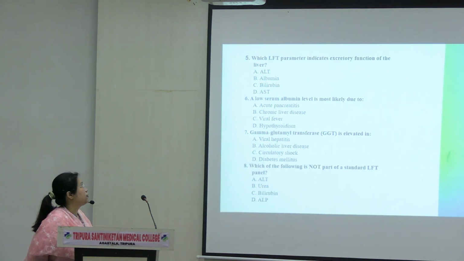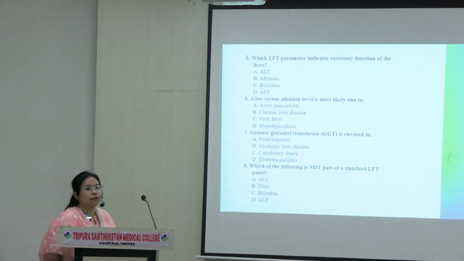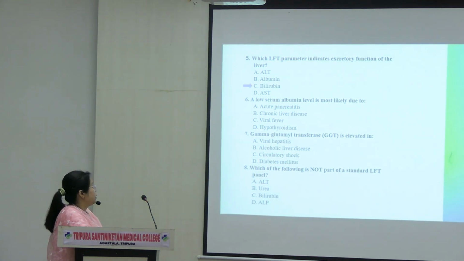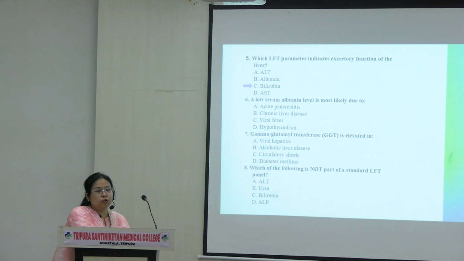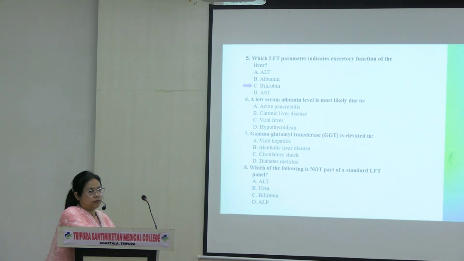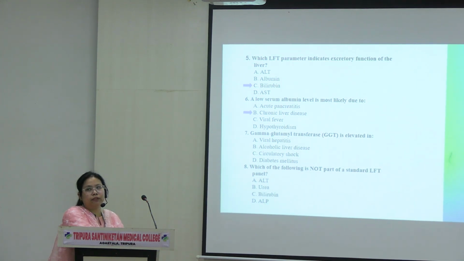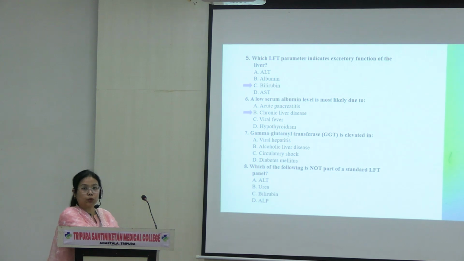Next, which LFT parameter indicates excretory function? Then question number 6. There is a low serum albumin level and it is most likely due to hypoalbuminemia, most common cause. Chronic liver disease. Albumin बन ही रहा है liver में, तो hypoalbuminemia कब होगा? जब liver ही function नहीं करेगा तो.